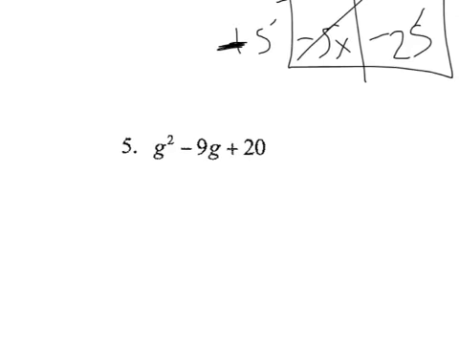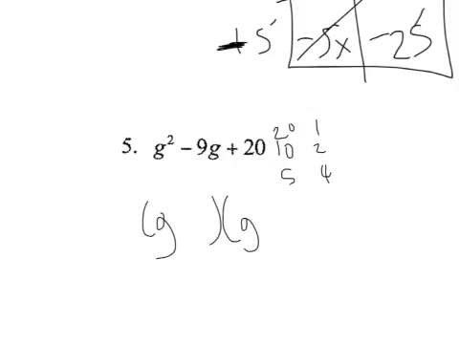So this one, you want factors of 20, 10 and 2, 20 and 1, and 5 and 4. We've got G. So the only pair that add to get negative 9 are 5 and 4. They're both going to be negative because you have a negative 9 and you have a positive 20, and we know that a negative 5 times a negative 4 would give you that positive 20.